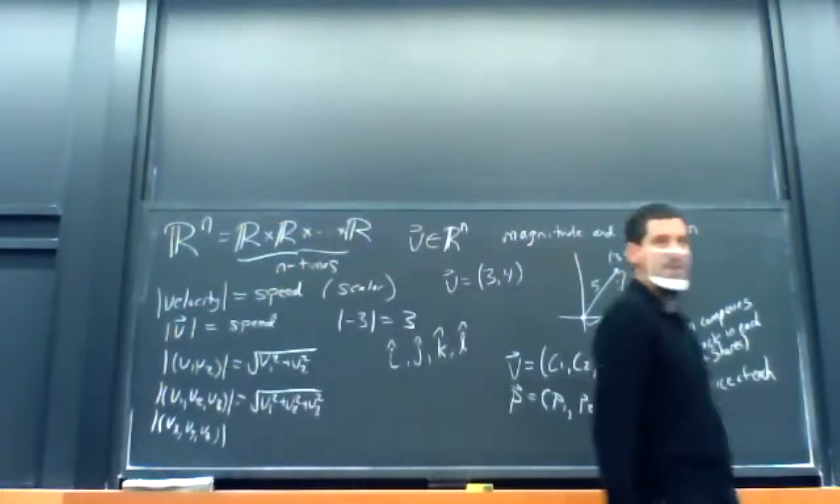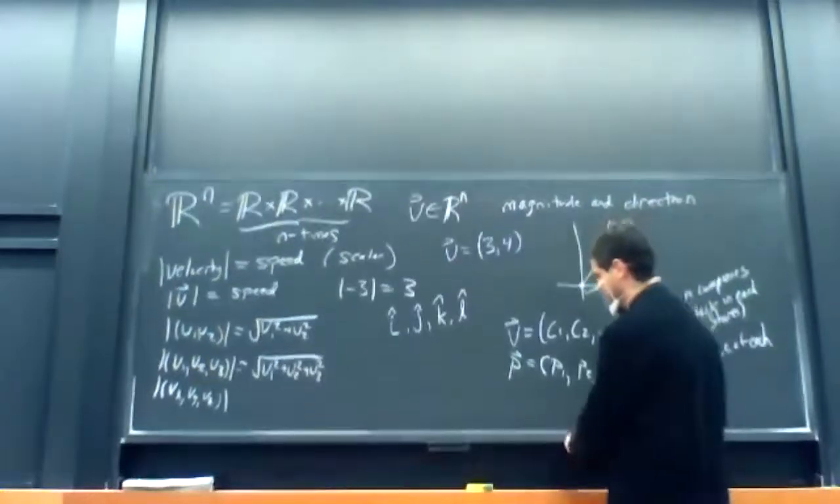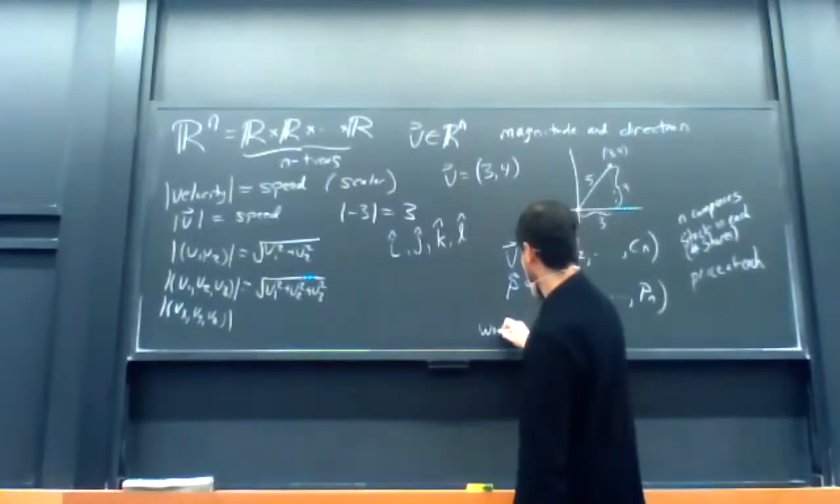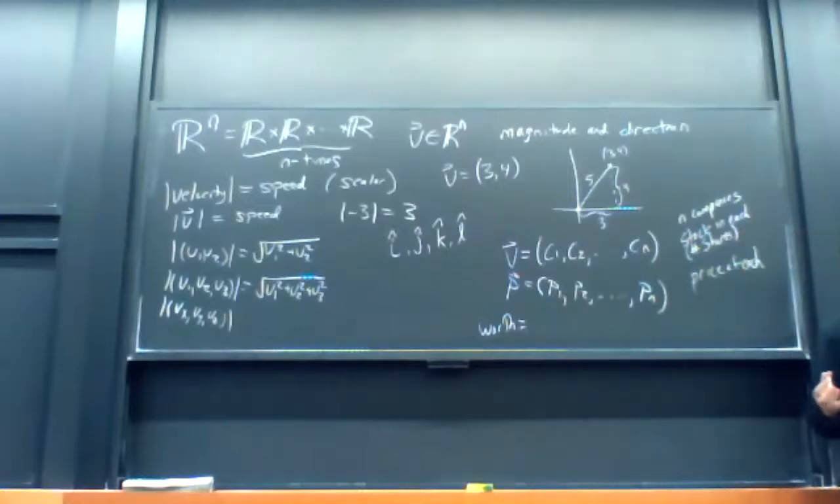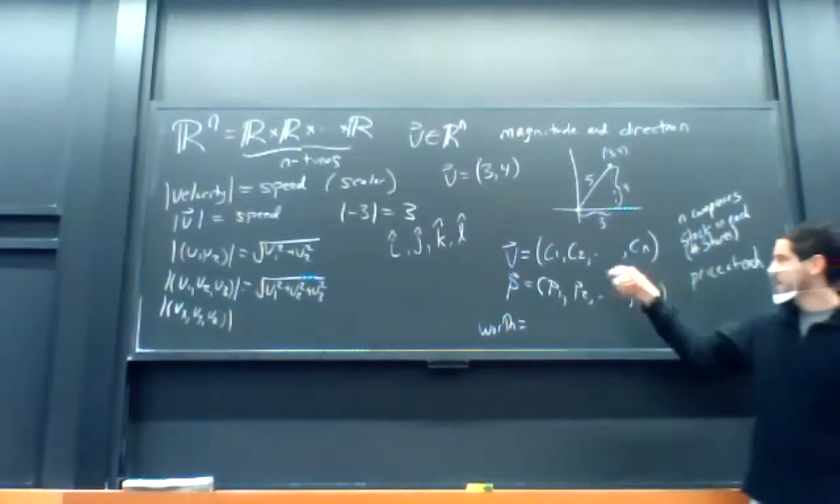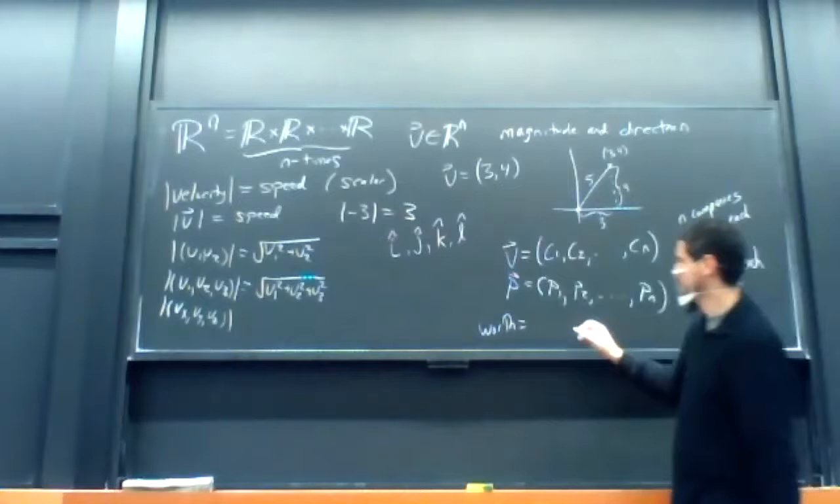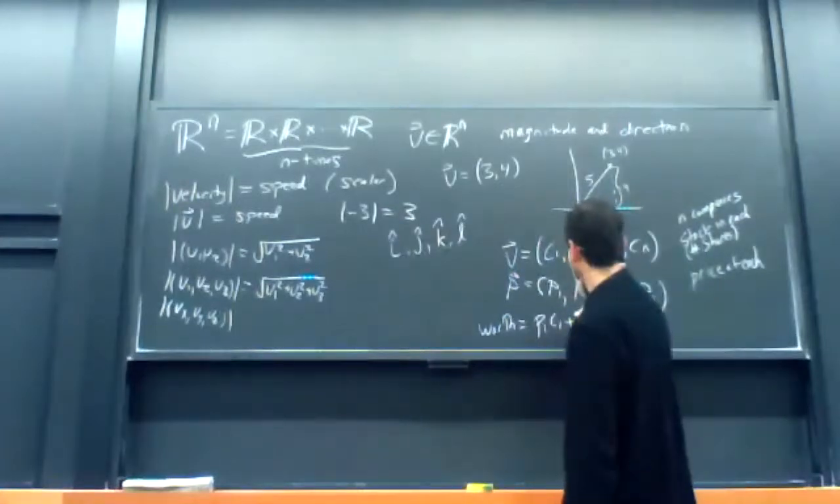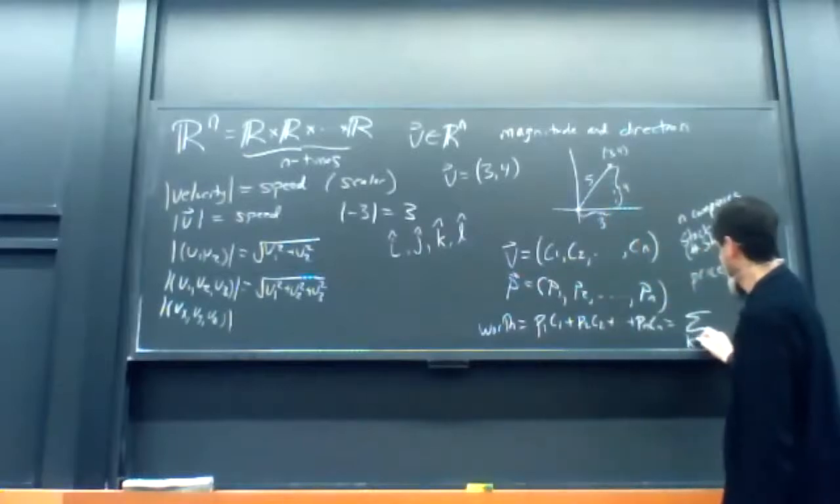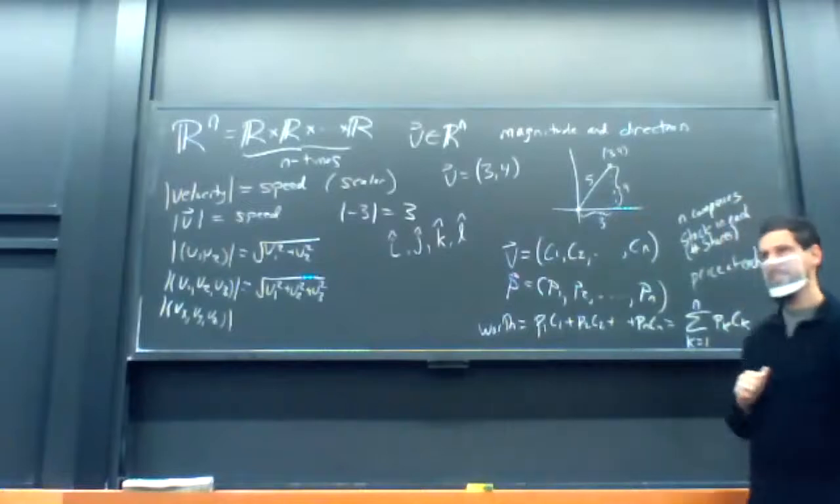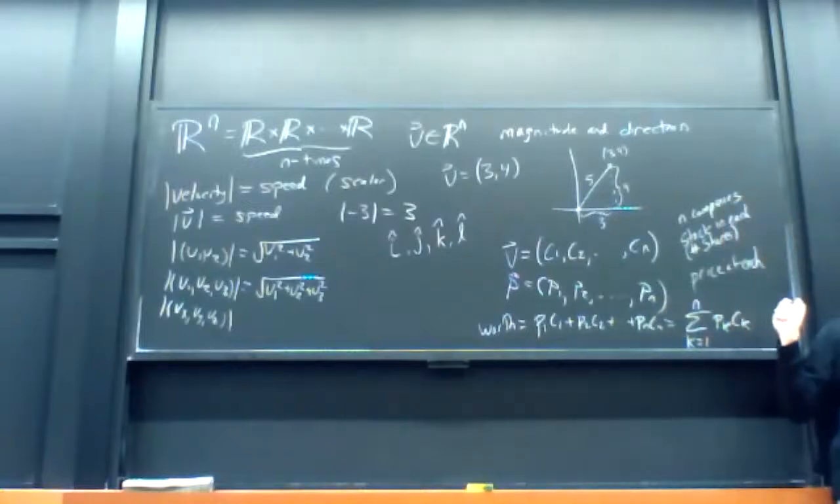I don't know. But how would we figure out how much we have? It would be the dot product. So the dot product is one of the concepts we're seeing. The dot product is the sum of the products. P1, C1 plus P2, C2 plus Pn, Cn, or I can write it as the sum that goes from 1 to n of Pk, Ck. And that will tell you how much we have.